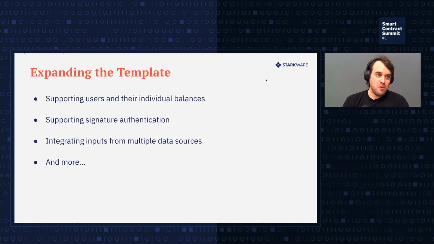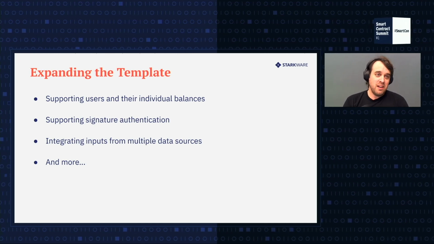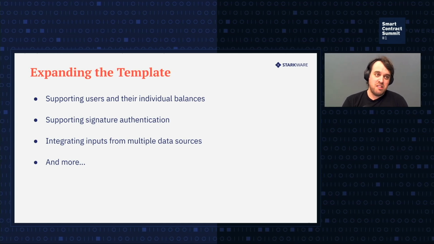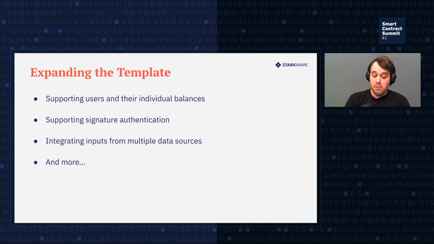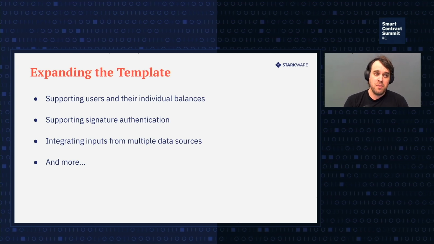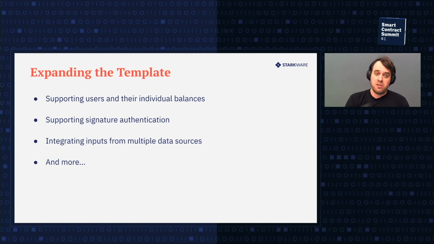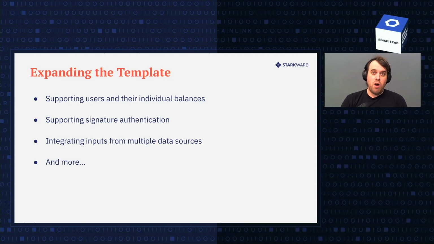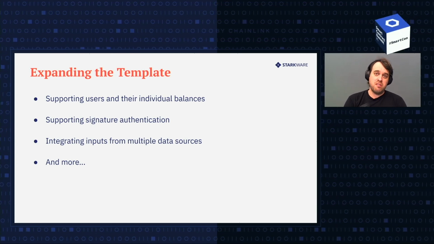So with that, this was a very simple and basic example of StarkNet and its usage. But the possibilities are numerous. We can add users to the system, because having just one balance variable isn't very interesting. It would be more interesting to see several users and track the balance for each user individually. We can support signature authentication to make sure that only a given user that provided a valid signature is allowed to increase their balance.